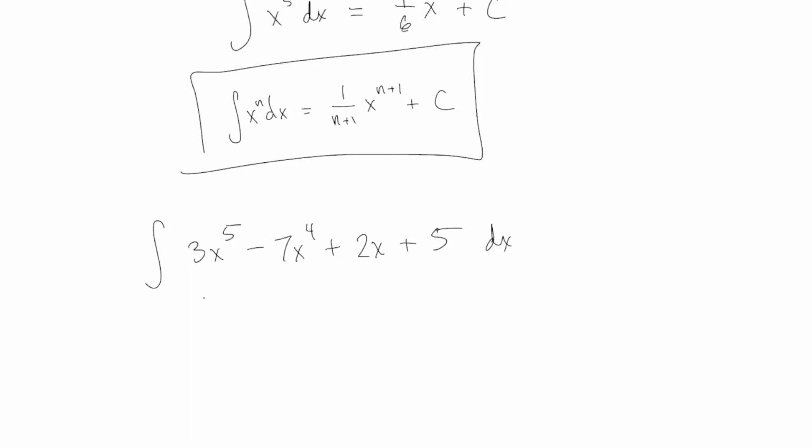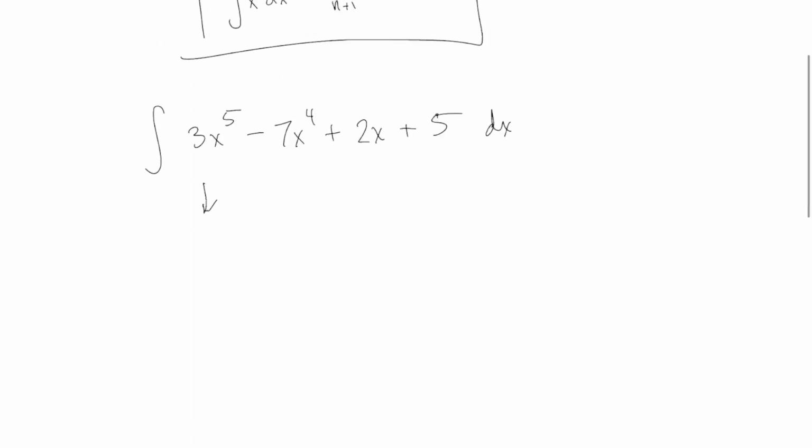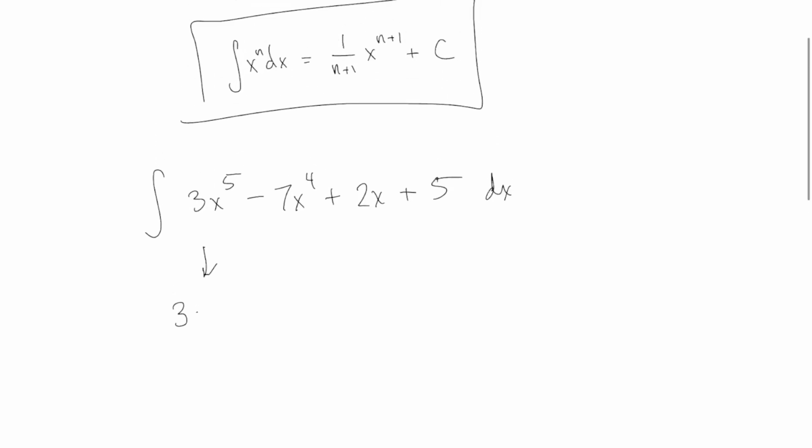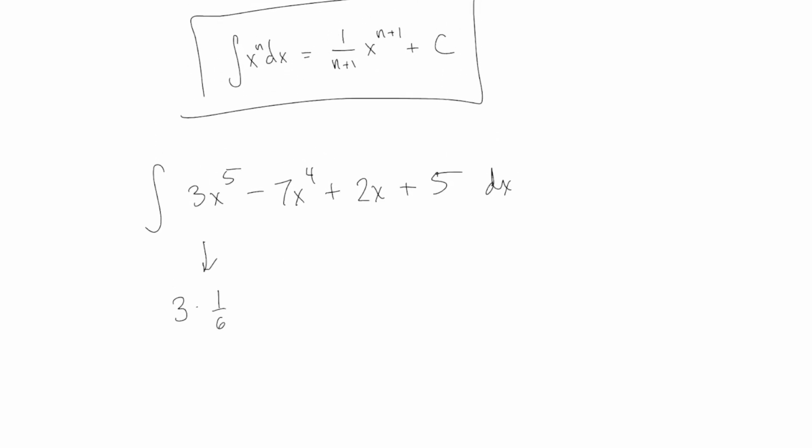So here I can just go down the line. The first one, the 3 stays like it is out front, and then for the x to the 5, you do the thing which you can still see in the box there: 1 over 6 x to the 6. And then I'll go minus, the 7 stays like it is, x to the 4 becomes 1 over 5 x to the 5. Right? You are increasing the power by 1 each time and then dividing by that new power. Next, 2x becomes 2 times 1/2 x squared plus, what about 5? Anybody recall from last time? What happens when you have just a constant by itself?